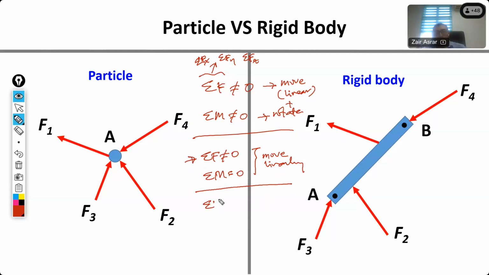Can we have summation of force equals to 0 and summation of moment not equal to 0? Yes, we can have this as well. Now the object will only rotate. This is also possible. So we have multiple cases here, depending on the magnitude of the force and where the force is being applied on the rigid body.